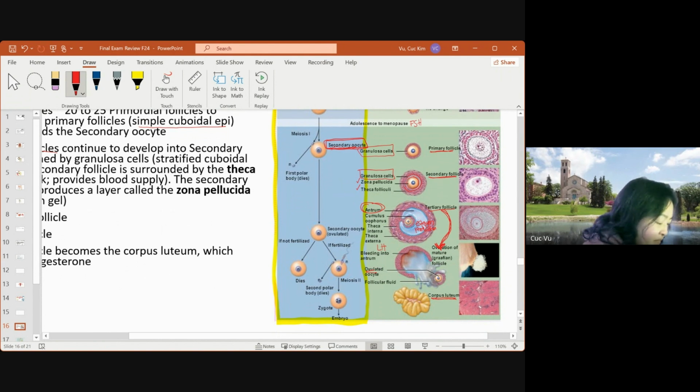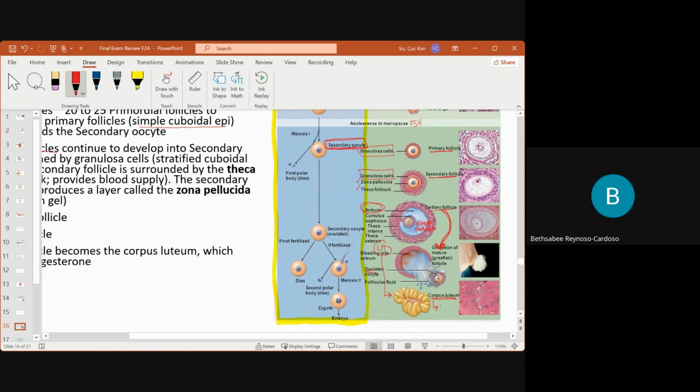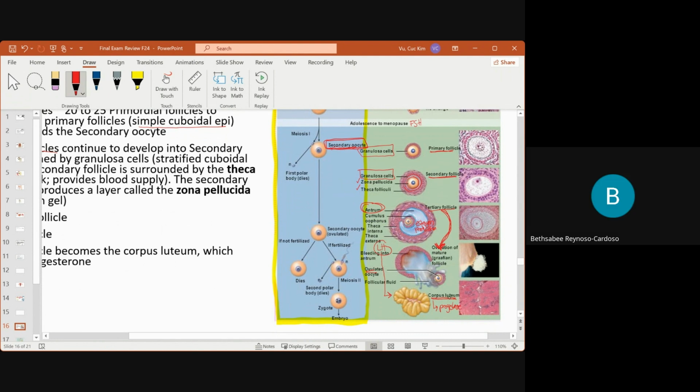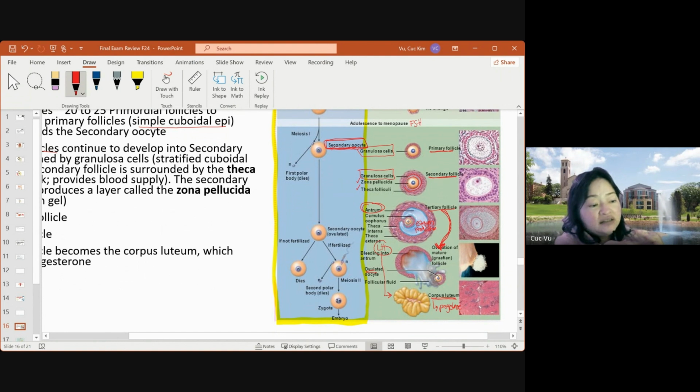Okay. All right. So the corpus luteum is maintained by the luteinizing hormone right here. So the luteinizing hormone is what keeps the corpus luteum around. Now the corpus luteum is responsible for producing what hormone? Progesterone? Yes. And what does progesterone do? It thickens up the wall of the uterus. That's right. It causes blood to start to thicken the walls.